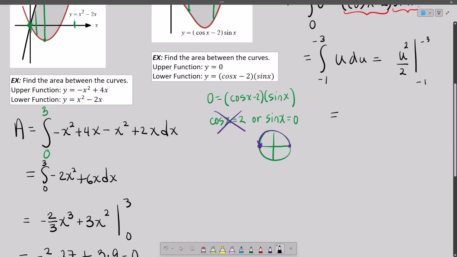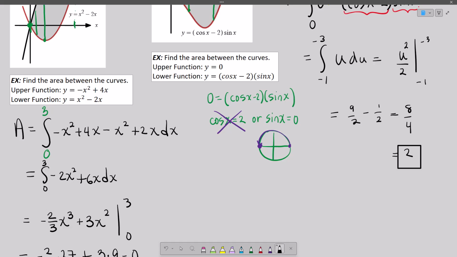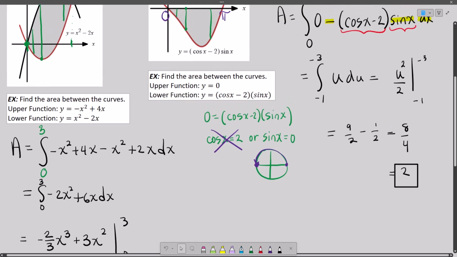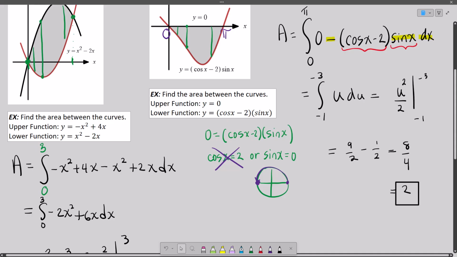-3 squared is 9, so we'll get 9/2. And then subtract. Whenever we're evaluating with the fundamental theorem of calculus, we do the upper limit minus the lower limit plugged in. So antiderivative at upper limit minus antiderivative at lower limit. Plug in the lower limit, we get 1/2. So we're going to get 8/4, which is 2. So that will be the exact area between those two curves, right over here.